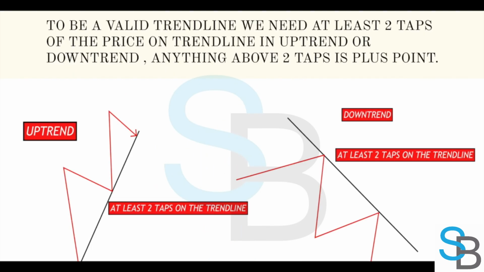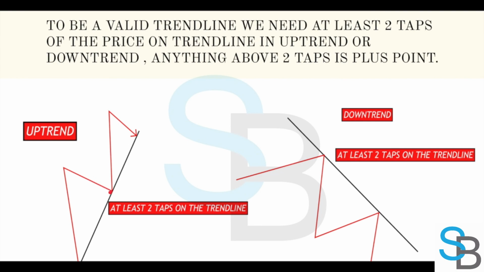Now what are the prerequisites of drawing a trend line? For a proper valid trend line, we need at least 2 taps of the price on the trend line, in an uptrend or downtrend, it doesn't matter. And anything above 2 taps is a plus point. As you can see in the example below, we have 2 taps on the trend line. Here is tap number 1, here is tap number 2.